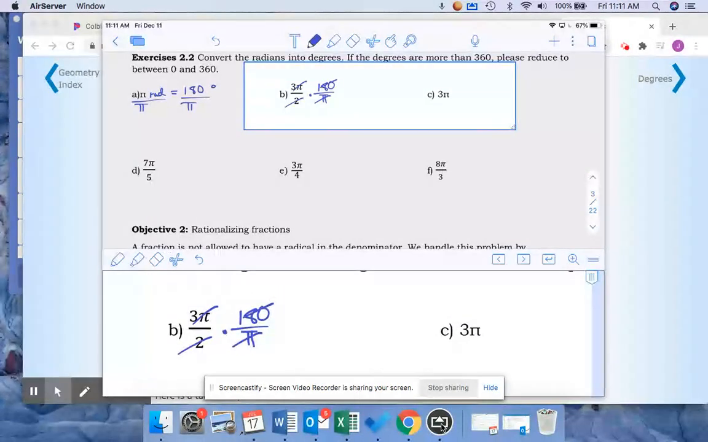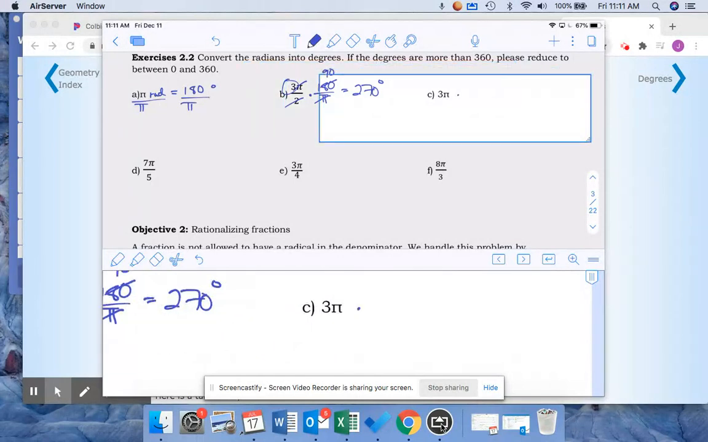I could reduce these guys a little bit. I get 90. 90 times the 3 that's left over would be 270 degrees. So 3 pi over 2 radians is equal to 270 degrees. All right, this next one, I can do the same thing. I can do 180 over pi. Those guys cancel. Nothing to cancel underneath here except 1. So 180 times 3, I think it's 540, right? Because 18 times 3 would be 54.